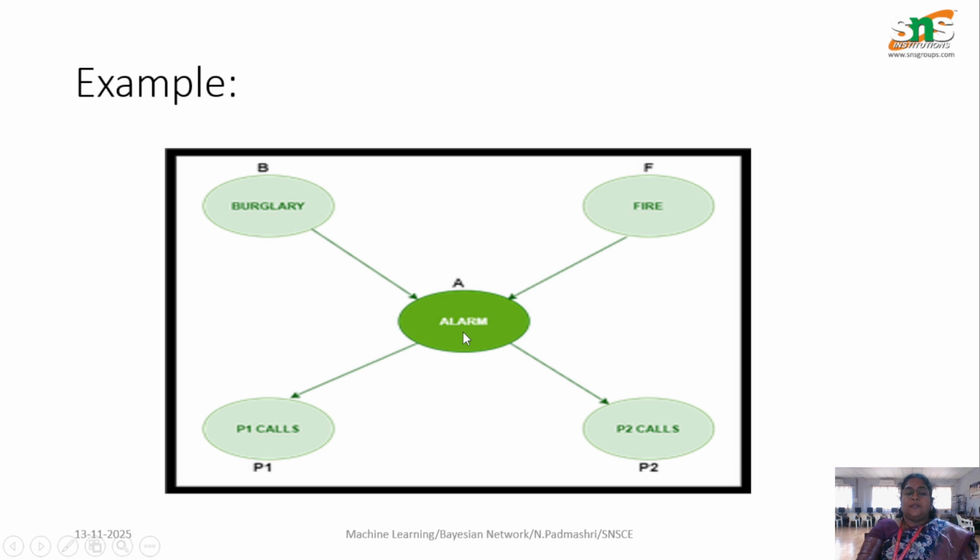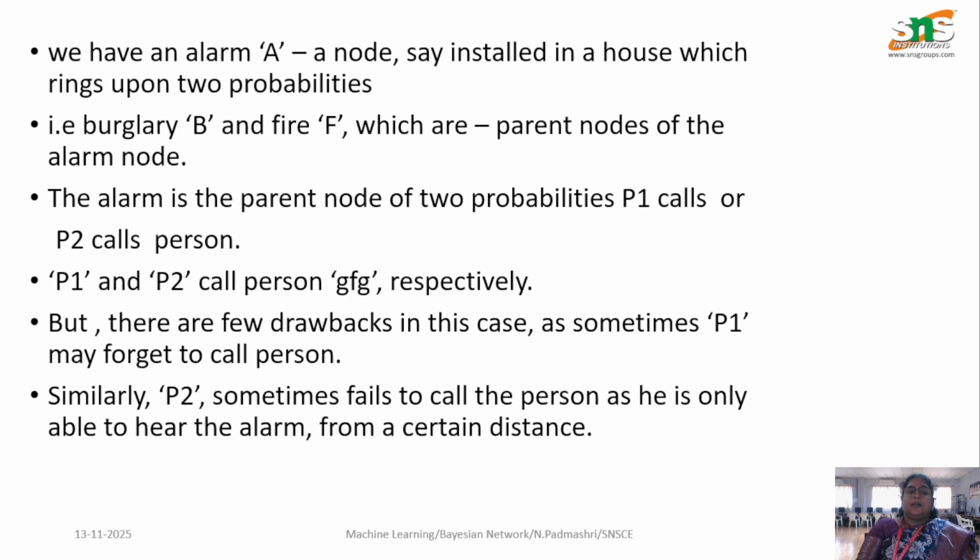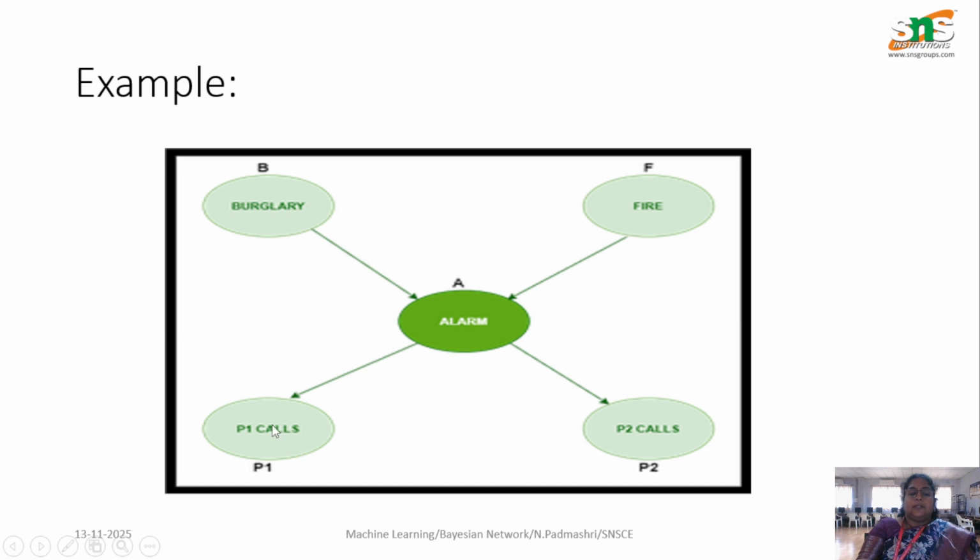Whenever the alarm rings, the person has to call another person or some other unknown person to intimate whether there is any burglary or fire. So this is one small example that explains the conditional probability present in the Bayesian network. This is a small tree-like structure, or a small Bayesian network. From this, how are we going to sort out the problem? We have an alarm node A, the child nodes P1 and P2, the persons, and we have fire F and burglary B.